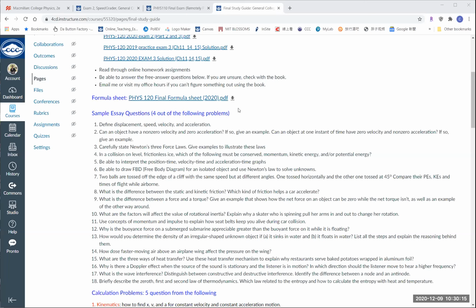Okay. Can an object have an instant in time with zero velocity and non-zero acceleration, meaning velocity is equal to zero but acceleration is not? This can be like free fall. If you throw an object upwards, at the peak it will have zero velocity, but it still has acceleration. The acceleration g is 9.81, going downwards. So it is non-zero acceleration, but zero velocity at the peak.